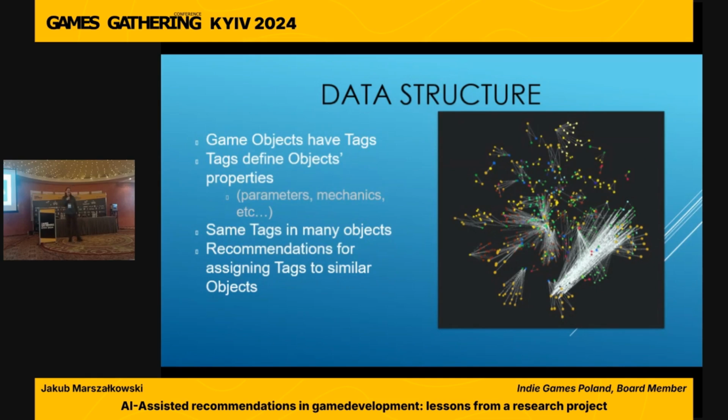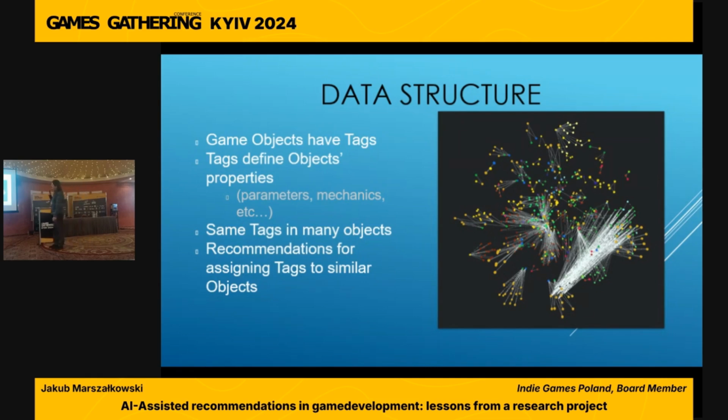Tags were defining those objects: what's on the objects, how, for example, characters are dressed, what items they have, what abilities they have, what mechanics they can use, what scripts will be launched. So everything was supposed to be driven by those tags. And on the base of that, we could look for some similarity. If two objects had similar tags, they were for some reason similar.